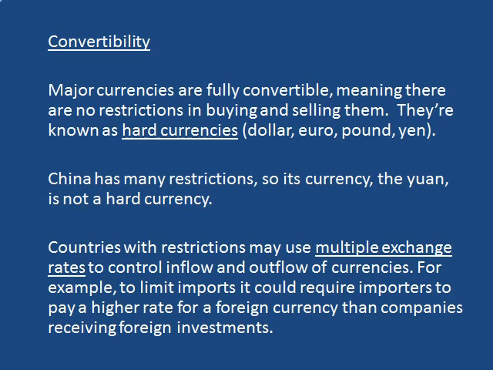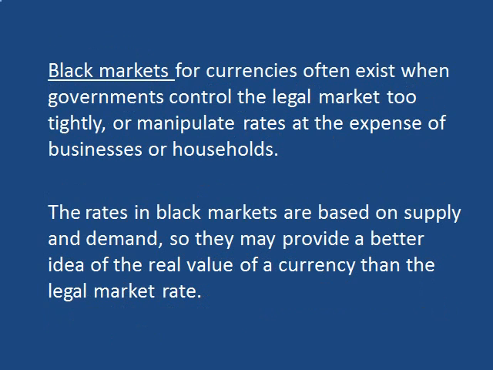Countries with restrictions may use multiple exchange rates to control inflow and outflow of currencies. For example, to limit imports, it could require importers to pay a higher rate for a foreign currency than companies receiving foreign investments. Black markets for currencies often exist when governments control the legal market too tightly or manipulate rates at the expense of businesses or households. The rates in black markets are based on supply and demand, so they may provide a better idea of the real value of a currency than the legal market rate.